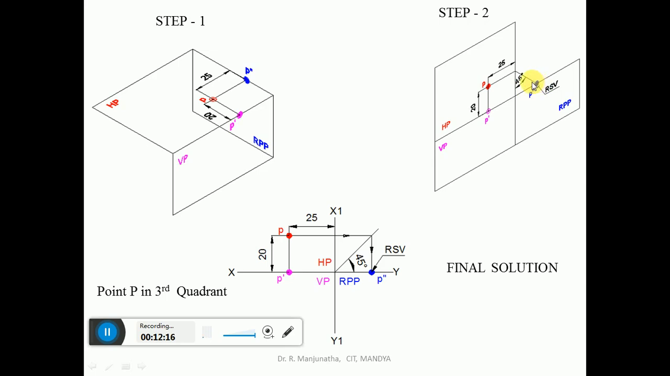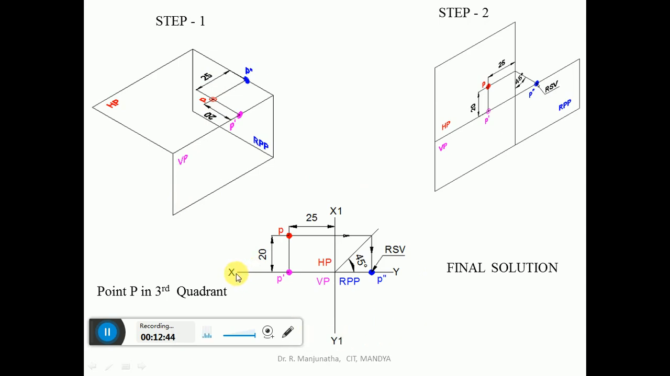So the view we get is the right side view, because it is behind VP, so behind RPP, it will be the right side view. So here we can see the front view distance, and here you can see the top view distance. So this is how we can analyze the problem in the third quadrant when the point is on HP and 20 mm behind VP and 25 mm behind RPP. Now we will go on to solve the problem by using the sketchbook.